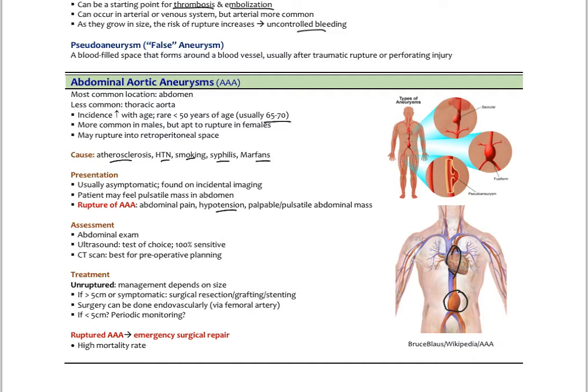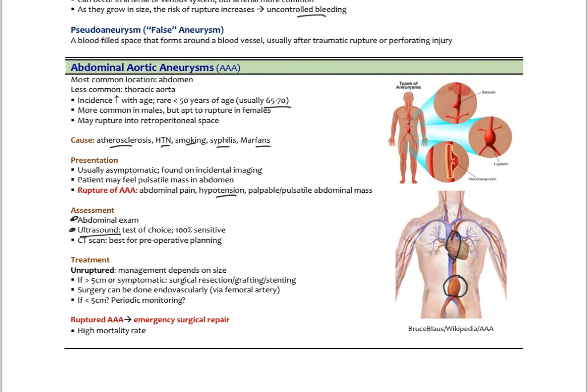The assessment is abdominal exam. Ultrasound is helpful there. Again, if we suspect a AAA, that's our test of choice, is to get an ultrasound of the abdominal aorta. And then a CT scan gives higher resolution, and that might be helpful before surgery to get better imaging. The treatment of unruptured AAAs really depends on the size.